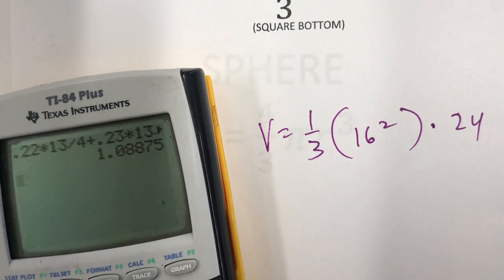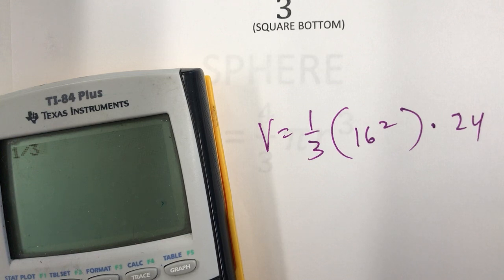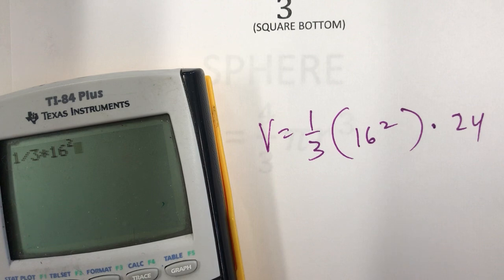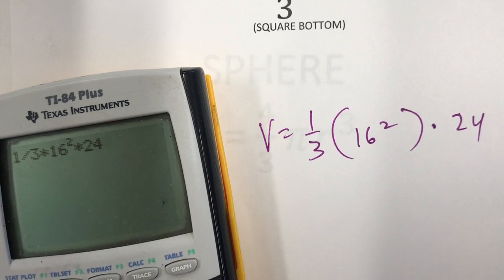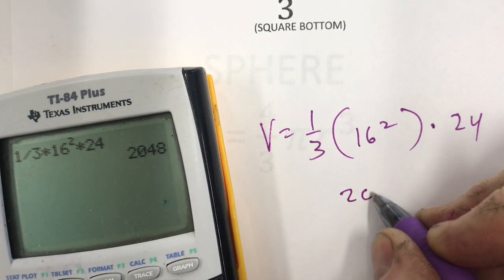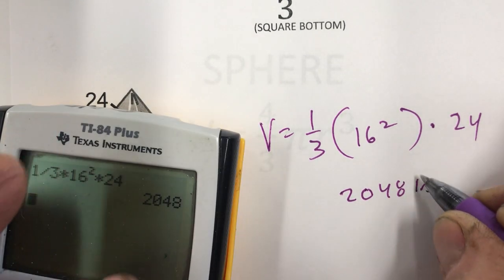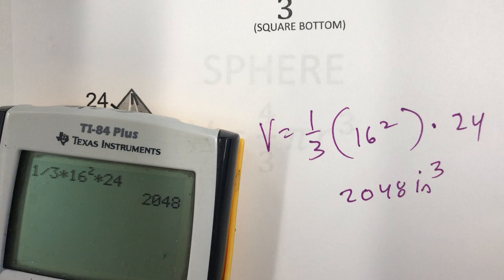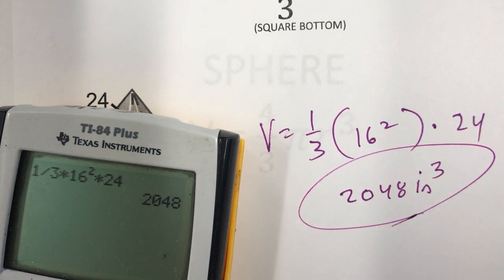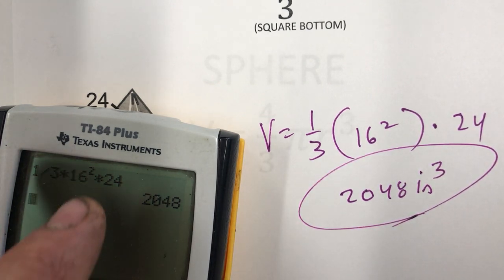All right, so this is going to be 1/3 times 16 squared times 24, and here's our volume right there, 2048, and these are inches to the 3rd power, cubic inches. That's how many cubic inches it is inside that pyramid.